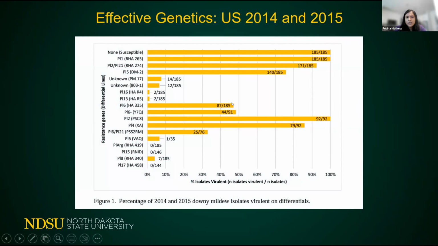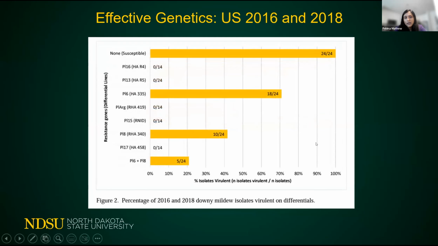I have a few pictures from the work that was done at NDSU in 2014, 2015. There are a few hybrids containing PI16, PI13, PI15 that seem to be effective against the organism. A lot of these are already commercially available, but there are several that have lost their effectiveness against the downy mildew over the years. This is again in 2016, 2018. We're still seeing the same genetics holding up.